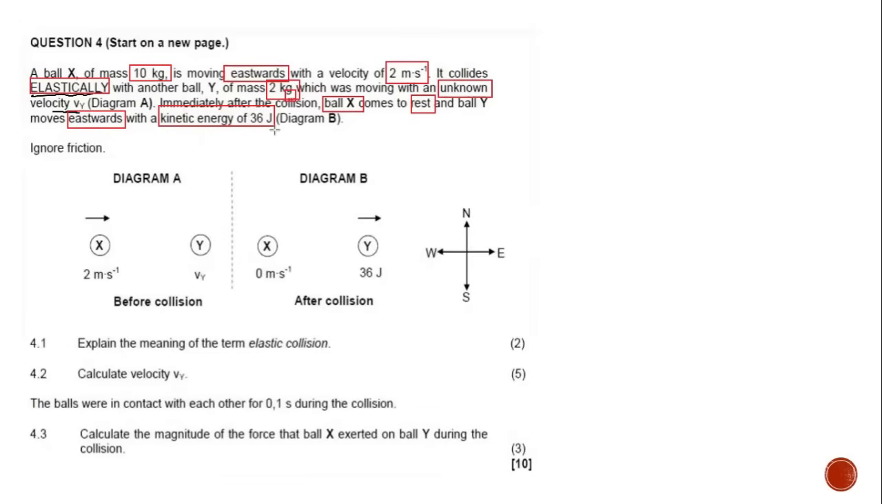Now 4.1 says explain the meaning of elastic collision. What is an elastic collision? We say this is a collision where both the total linear momentum and kinetic energy are conserved.